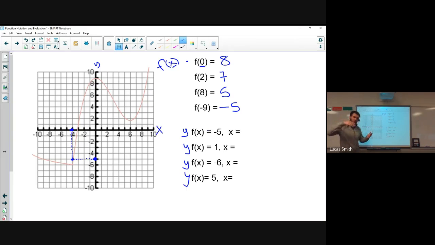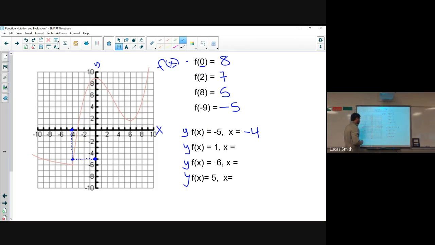Typically, if it doesn't cross a number perfectly, I just want you to give me your best estimate. As a decimal is totally fine. Just give me your best guess, but we'll just say for now that's crossing right at negative 4. So it looks like when y is negative 5, my function's over here, the x value that corresponds with that is negative 4.